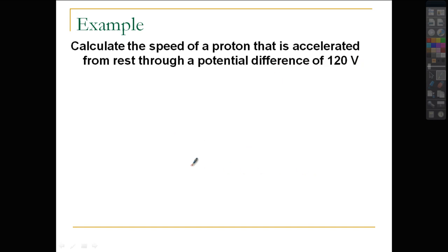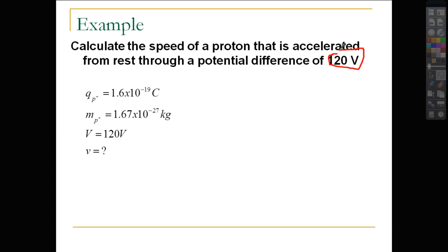Now we want to calculate the speed of a proton accelerated from rest through a potential difference of 120 volts. Write down everything we know. We're talking about a proton. Charge on a proton is positive 1.6 times 10 to the minus 19 coulombs. The mass of the proton is 1.67 times 10 to the minus 27 kilograms. Our voltage, our potential difference, is 120 volts. And we're looking for velocity, little v.